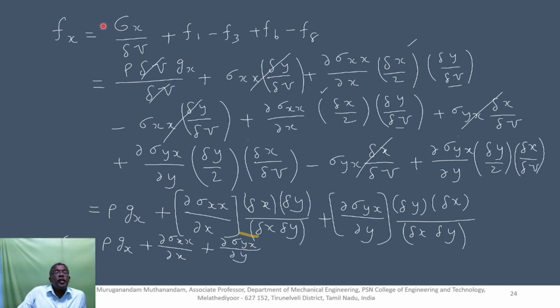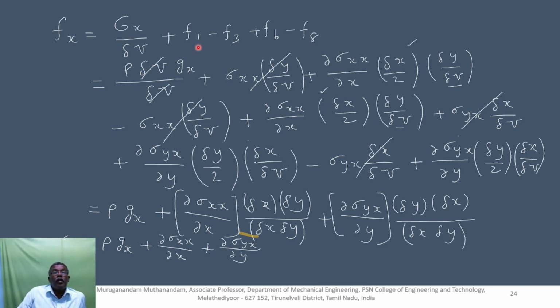Gx is the body force per unit volume acting on the control volume. It is the product of density multiplied by volume, which gives the mass of the control volume, multiplied by the acceleration due to gravity component along the x direction, Gx, mg.